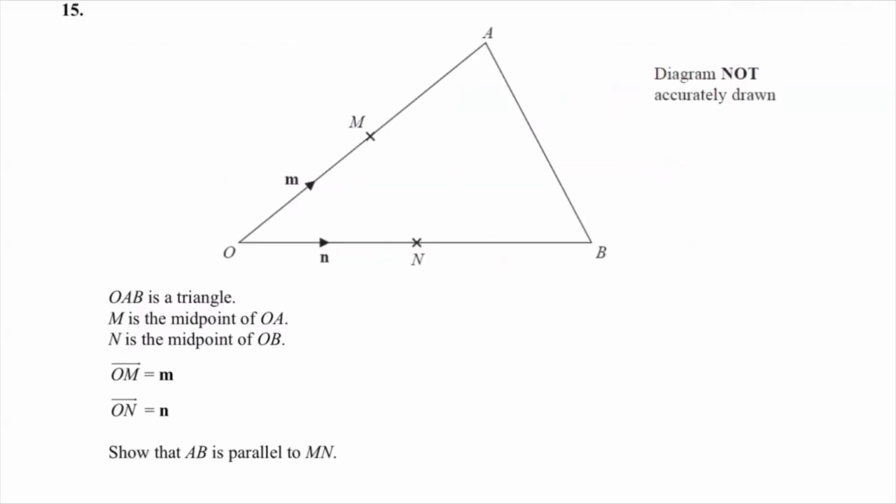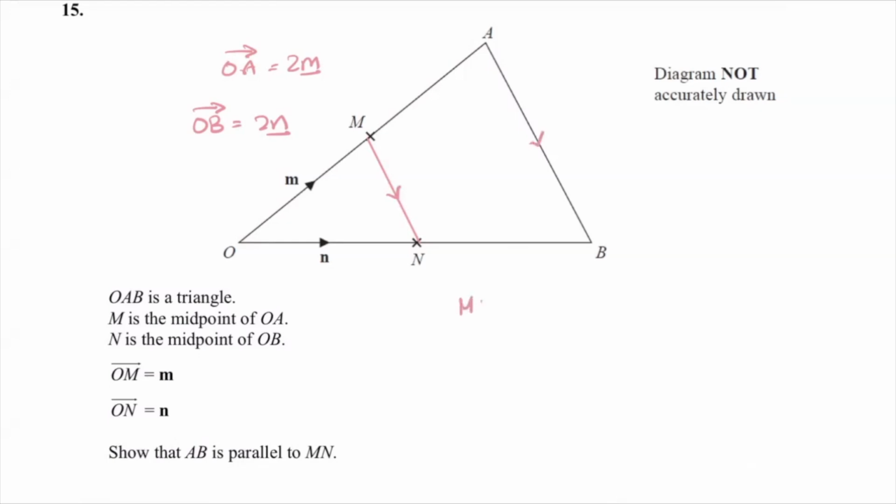Okay, we have a vectors question. We're being told that OM is M. So if this distance from here to here is the vector M, then OA will be 2M. And the same thing is happening with my OB. I know that ON is N, so OB is going to be 2N. Now I've got to show that they're parallel, so let's pop that line on. It's parallel with AB, and I'm going to need both of these.